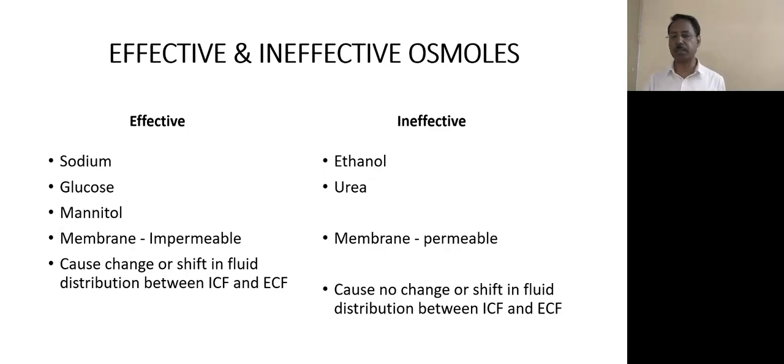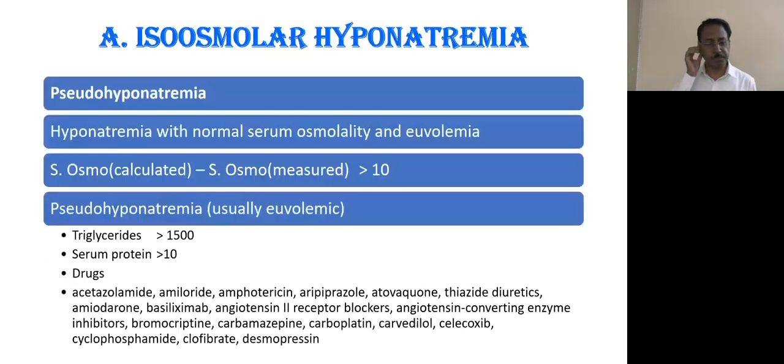As compared to that, ethanol and urea move easily between two compartments and thereby do not contribute to the tonicity, unless you have conditions where, for example with urea, there's a renal failure and it stays on, then it may contribute to some extent. So just have to remember that we have these effective and ineffective osmoles.